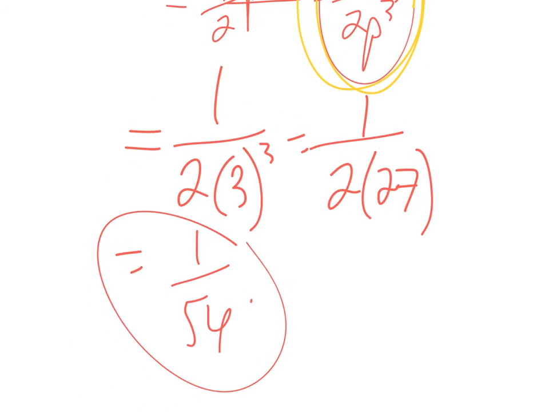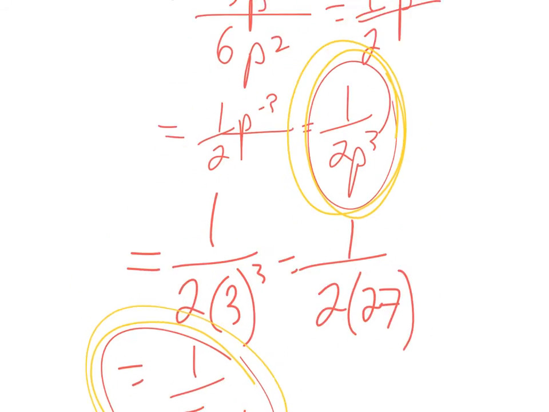Then when we evaluate p equals 3, it becomes 1 over 2 times 3 cubed. 3 cubed is 27, and 2 times 27 is 54. So our evaluated answer becomes 1 over 54.